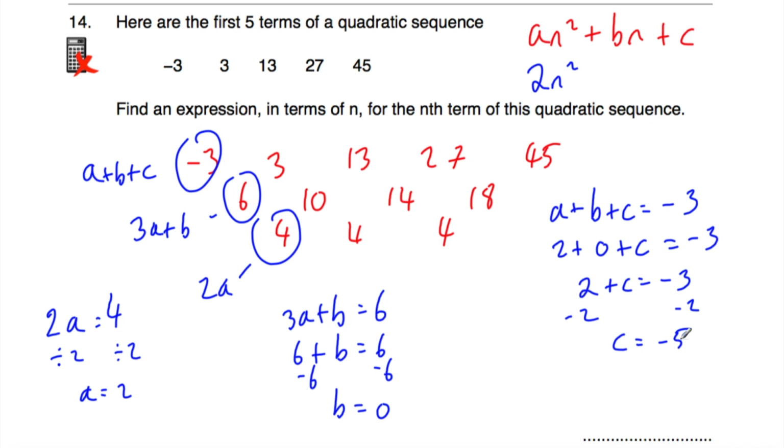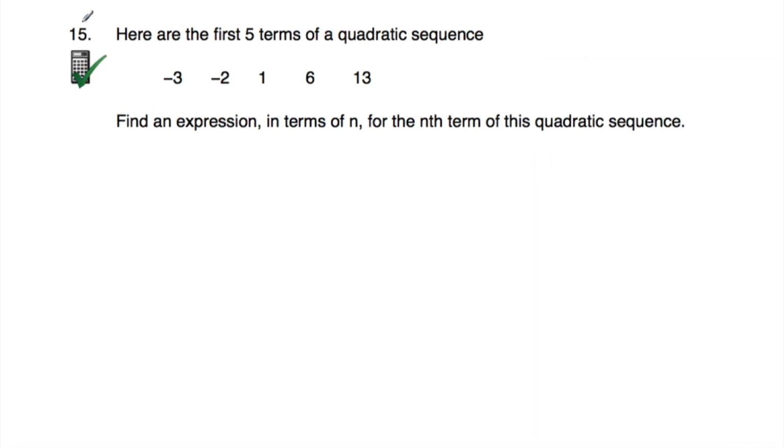And then we've got plus c, and c is negative 5, so we've just got to take away 5. So that means the nth term of this sequence would be 2n squared subtract 5. And that's it.